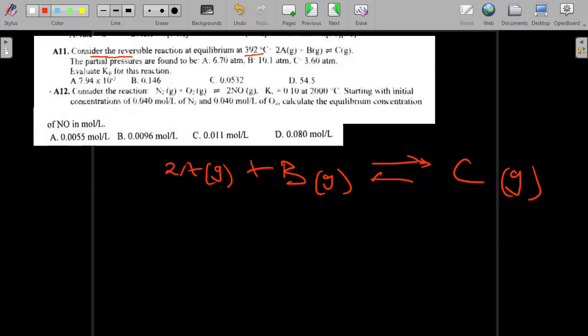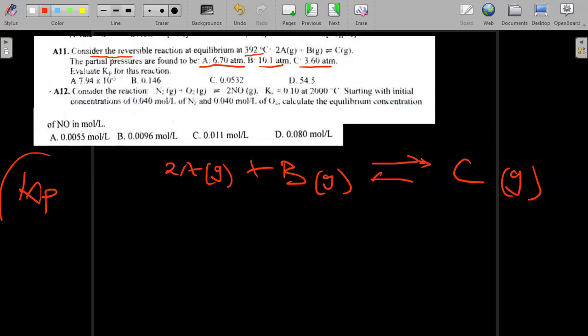And then they're saying the partial pressures are found to be, for A, 6.7 atmospheres, for B, 10.1 atmospheres, and for C, 3.60 atmospheres. So they're saying now evaluate Kp.